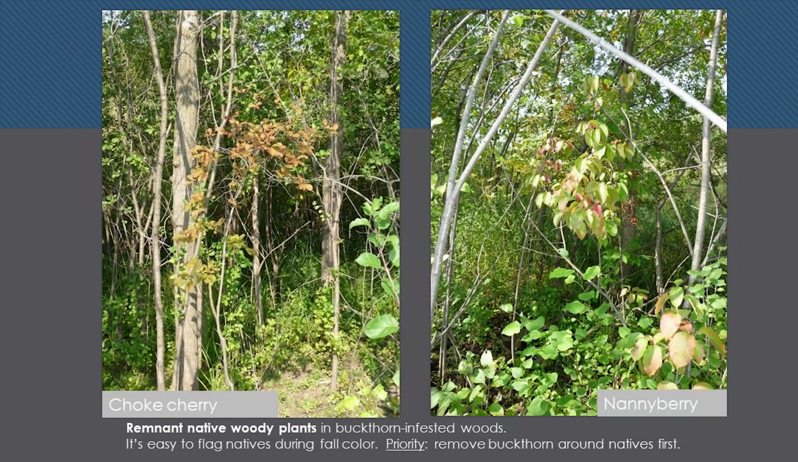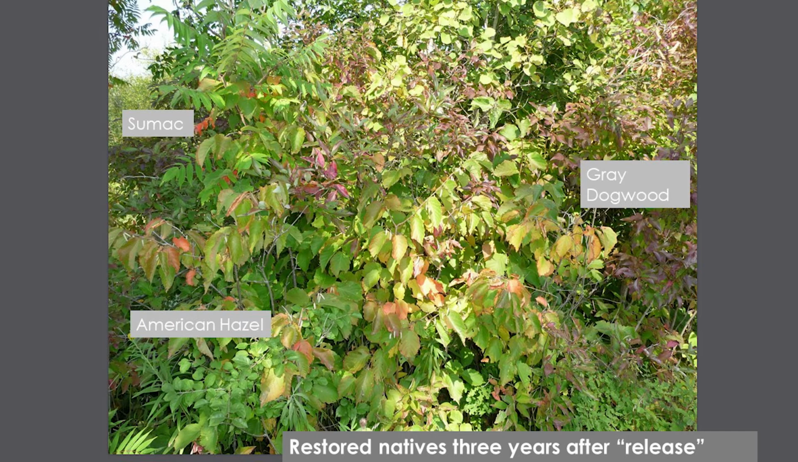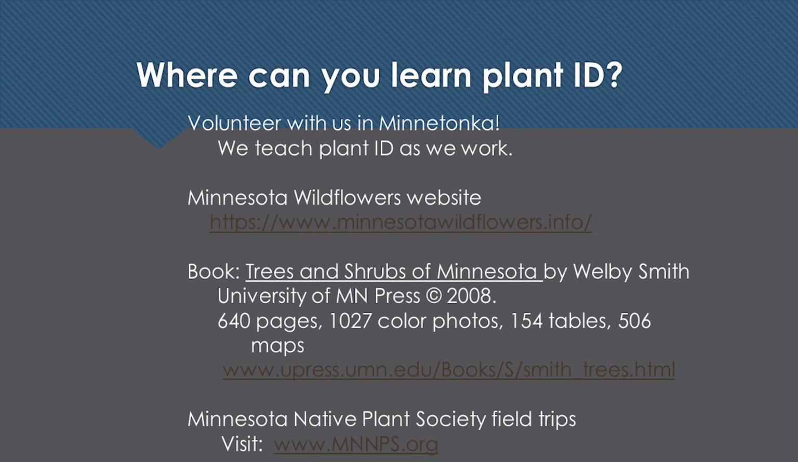Alrighty, so next, more native plant ID. So in the fall, we have the choke cherries and the nannyberries that are turning color, and all the buckthorn is still remaining green. Here's an area where we've taken out the buckthorn, and the others have flourished. So we have American hazel and sumac and gray dogwood, all very beneficial, fall color. That's 3 years later.